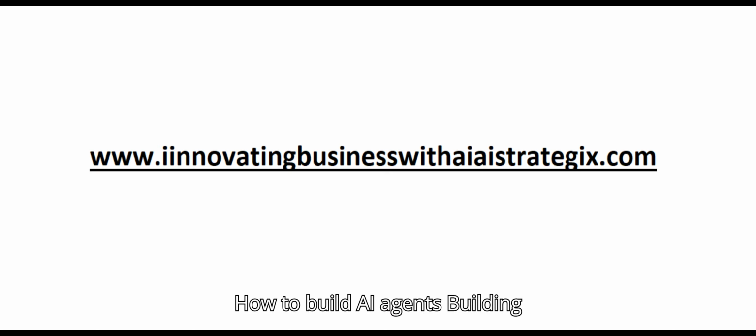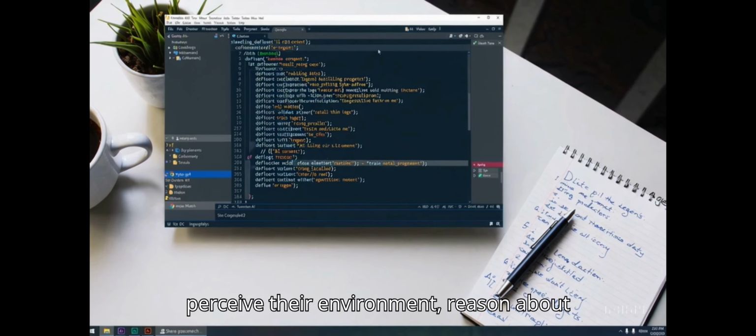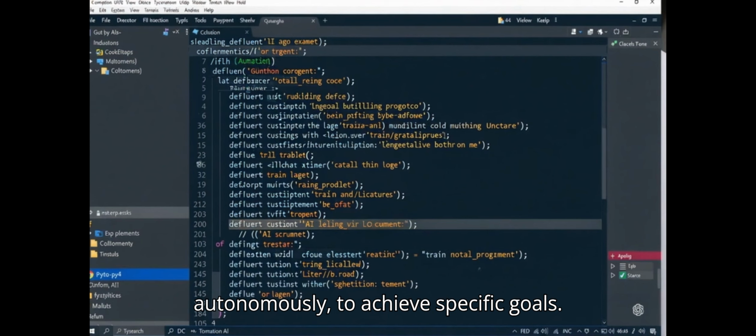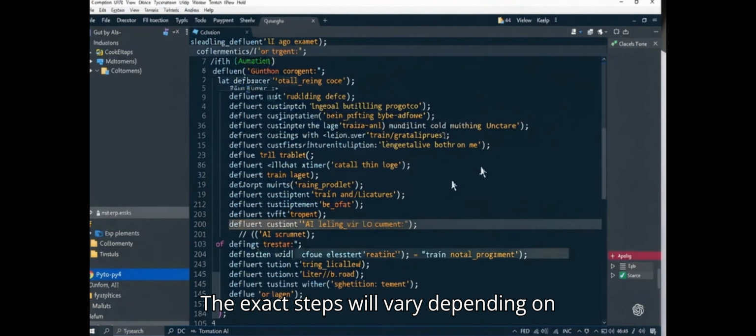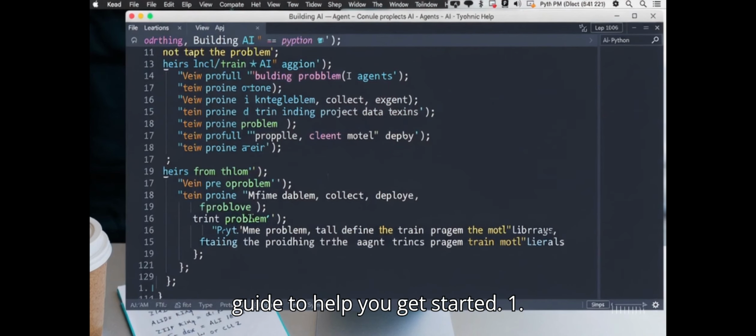How to build AI agents. Building AI agents involves combining software engineering with artificial intelligence techniques so that these agents can perceive their environment, reason about their tasks, and take actions, often autonomously, to achieve specific goals. The exact steps will vary depending on the type of agent and the problem you are trying to solve, but here is a high-level guide to help you get started.